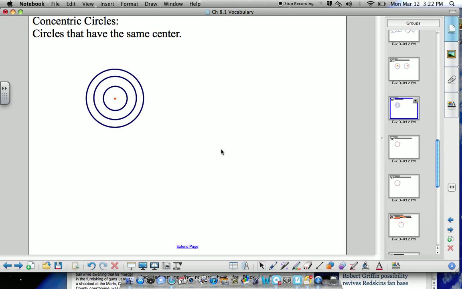Concentric circles are simply circles that have the same center. If we alternated the colors, it would almost look like a bullseye.